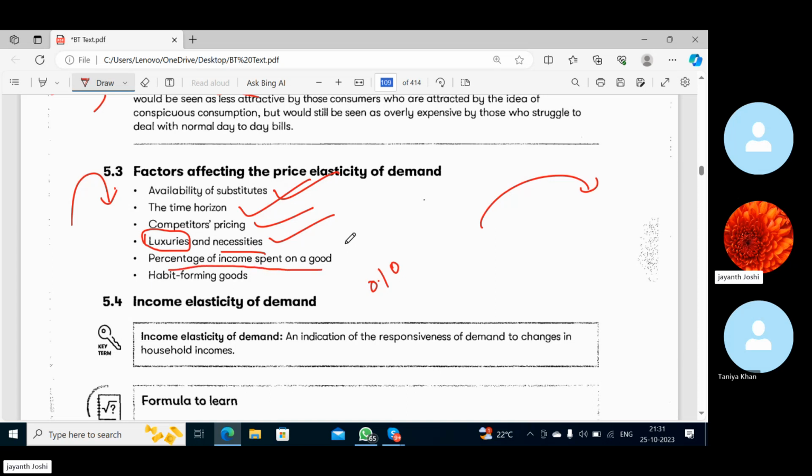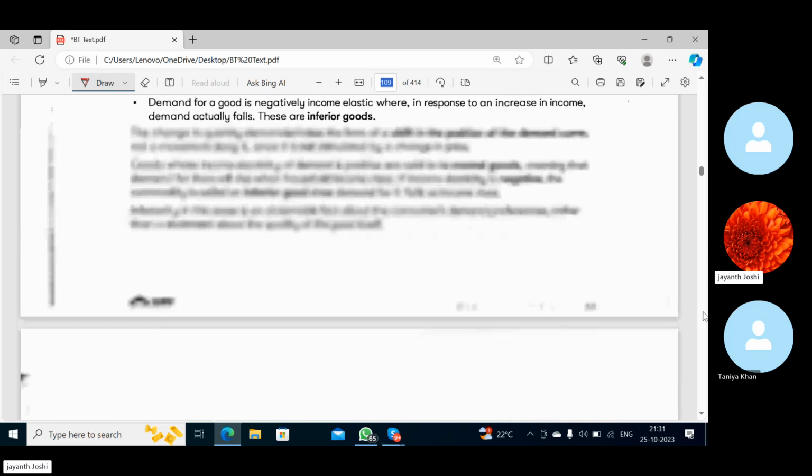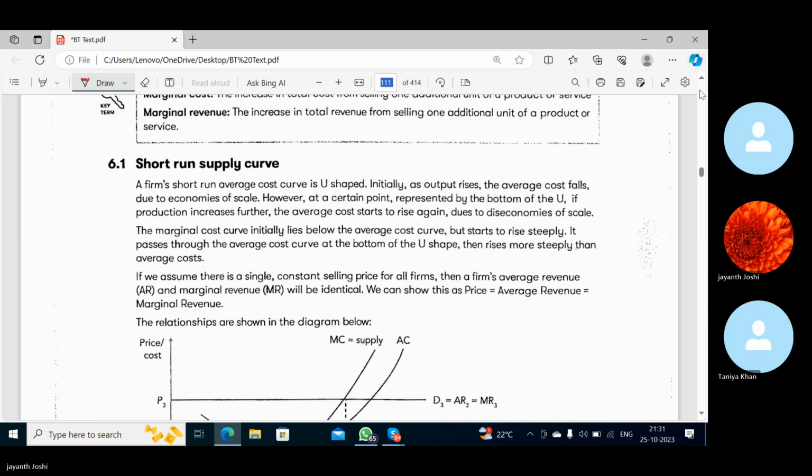Percentage of income spent on the good can decrease or increase. Habit also. If you like something very much, even a very high increase in price may not stop you from buying it. Many people like some food like pizza, and even though the prices are high, they buy.